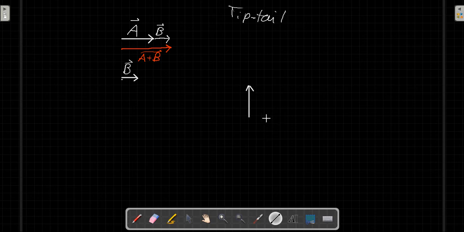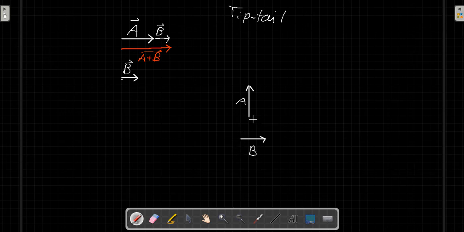Okay? And let's say it's 3 in the x direction. We'll draw it down here. We'll draw it over here. So now we have vector A, which is up, and vector B, which is to the right.